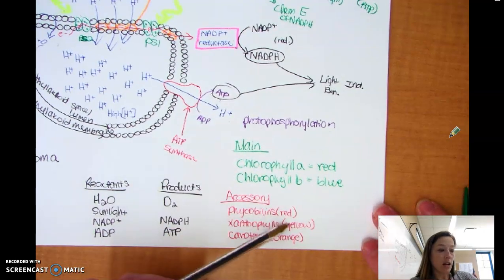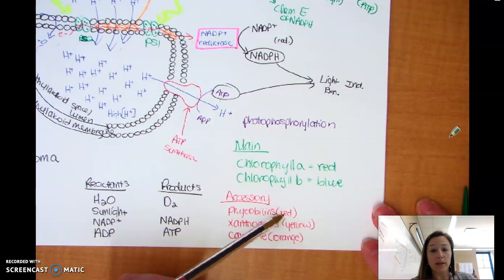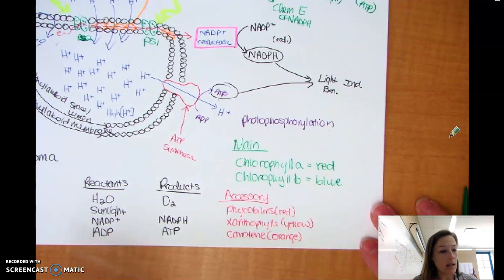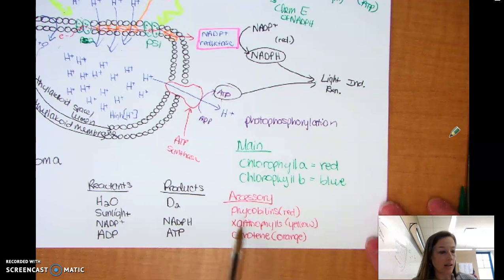But these are the colors that they are. So it's not that phycobilins can use red. Phycobilins are red, which means they don't use red. They reject it. So they're absorbing greens and blues and those kinds of things. Xanthophylls, they cannot use yellow. They're rejecting it. Carotenes cannot use orange.